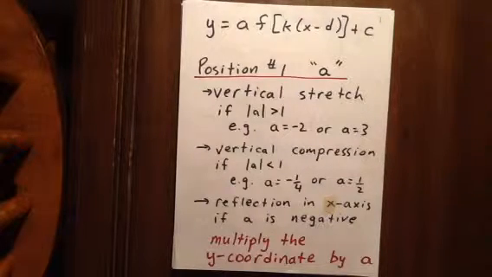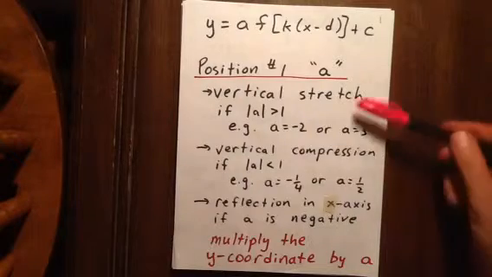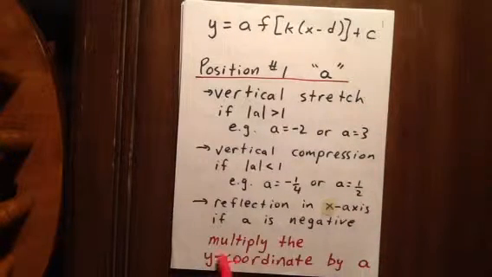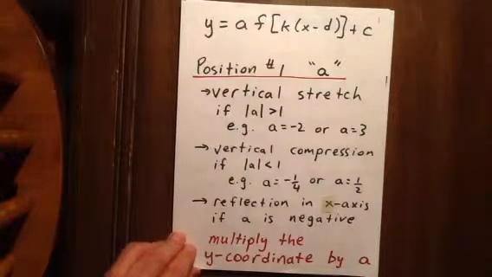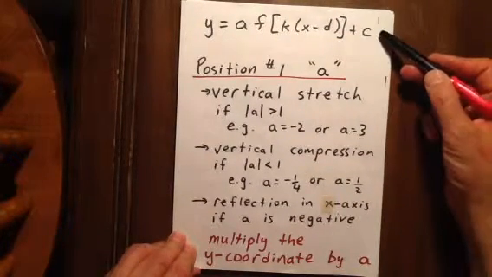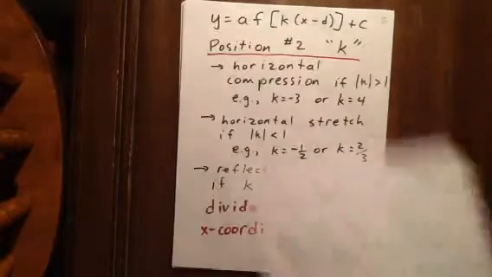If the value of a is negative, then we're going to get a reflection in the x-axis. Now, all of this can be accommodated algebraically by multiplying the y-coordinate by a. So when we come to graphing these functions, we're going to ultimately multiply the y-coordinate by a.